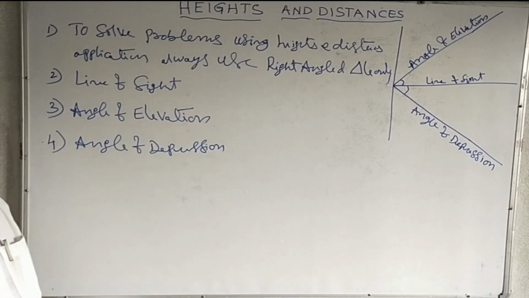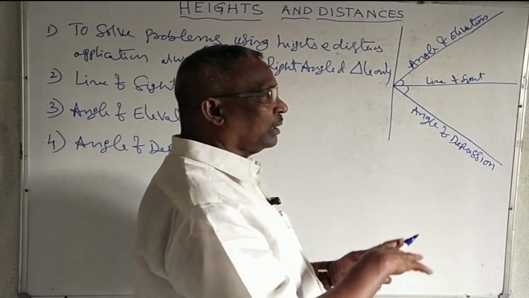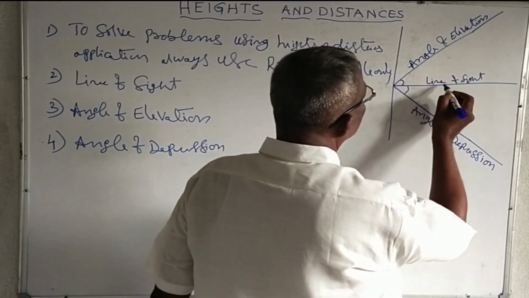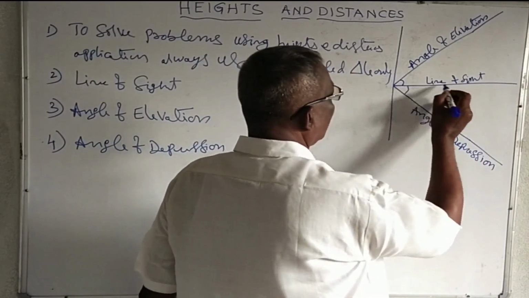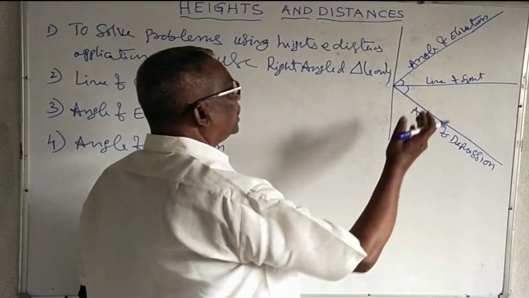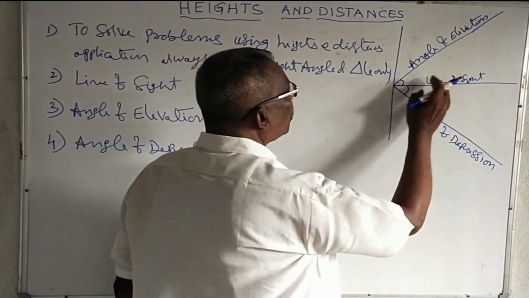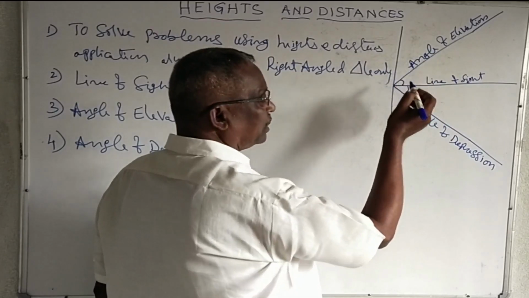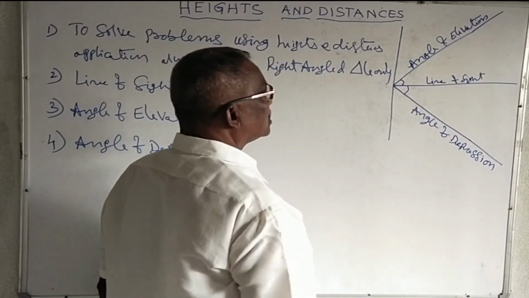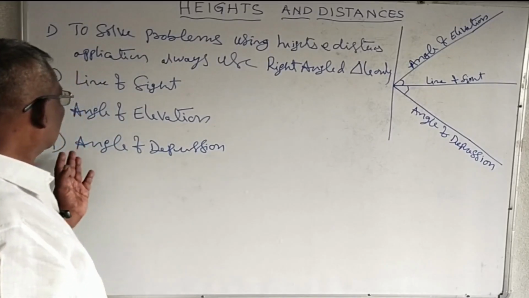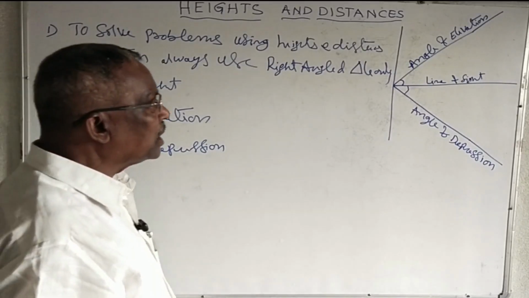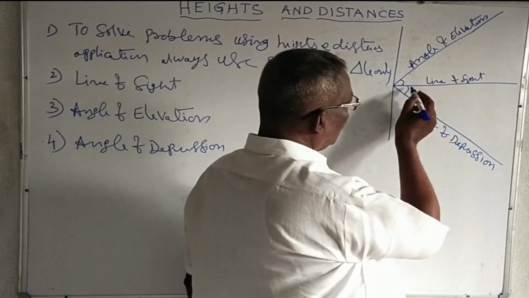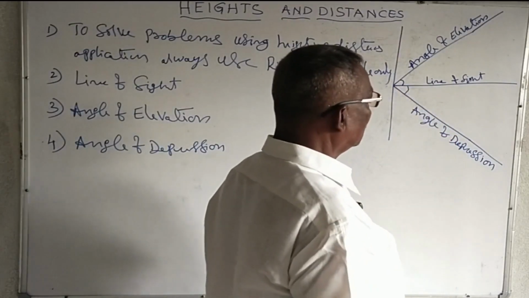What is line of sight? Any ray along our sight, this straight line, is called the line of sight. Angle of elevation means the angle above the line of sight, whatever the angle may be. Next, angle of depression. Angle of depression means the angle below the line of sight.